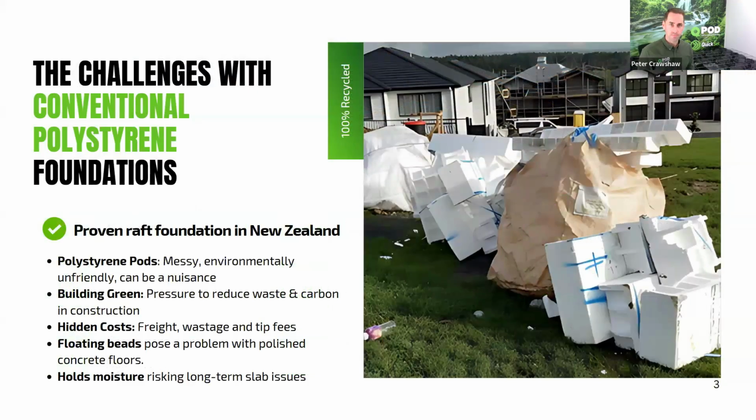All right, so having a look at the challenges with conventional polystyrene. We're familiar with it. Australia and New Zealand, we're using the system a lot with the raft foundations. We get a lot of this waste you can see right here on this screen. These are all offcuts from a polystyrene raft site. They're messy. They are environmentally unfriendly. They can be a nuisance on a building site blowing around.